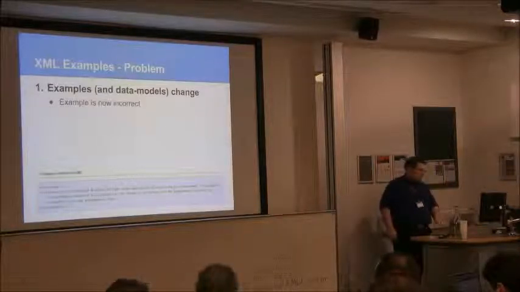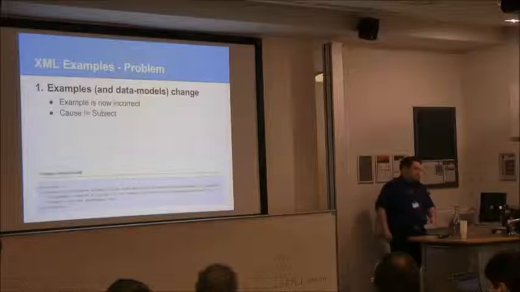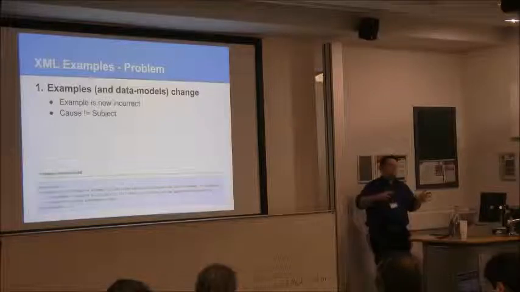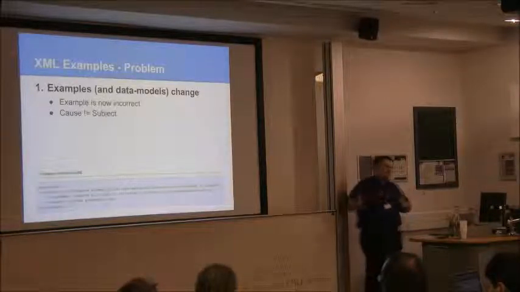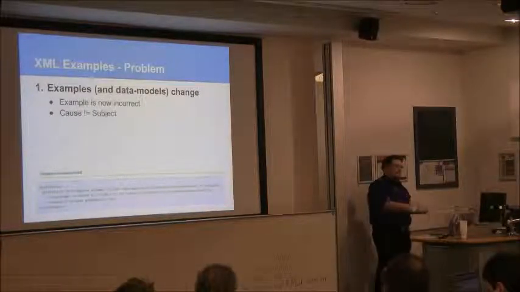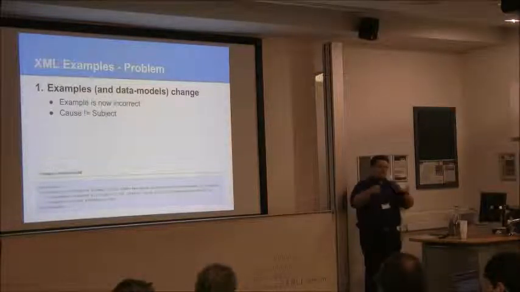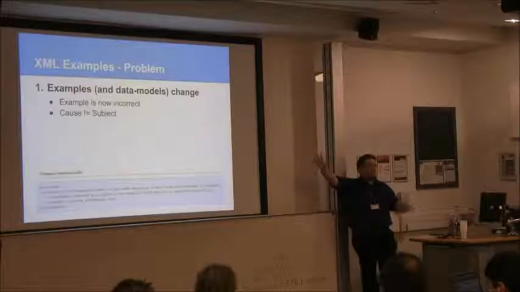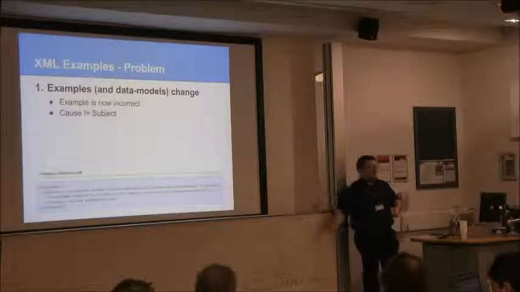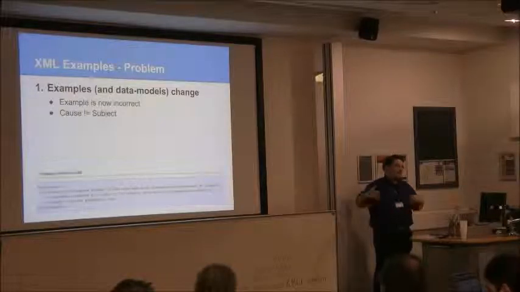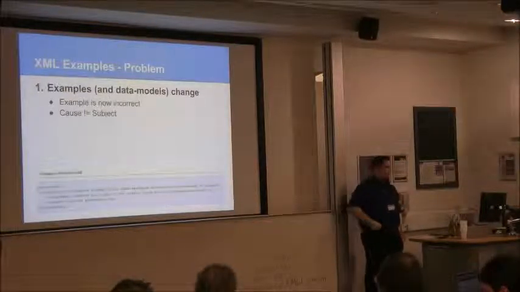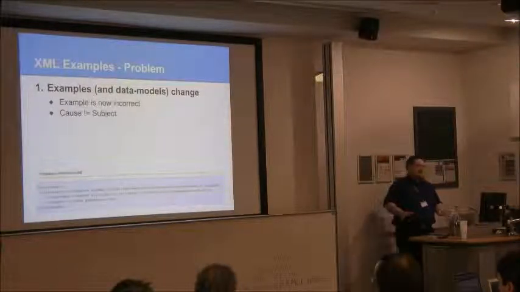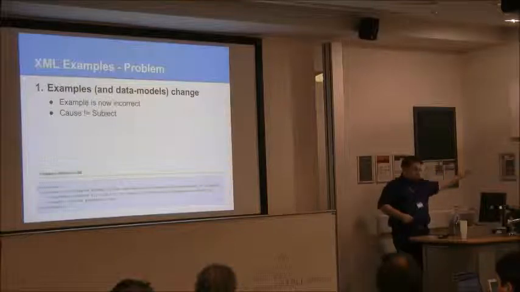The example's now incorrect or incomplete. The other issue, which is not immediately obvious, is that the cause of this error, this outdatedness, is not always the subject of the example itself. So you can have an example in a completely different subject area to the thing that's actually changed in the data model, that, because it has to be valid and well formed, contains the old obsolete XML. It's really easy to miss that when you make an update to a completely different part of the document.